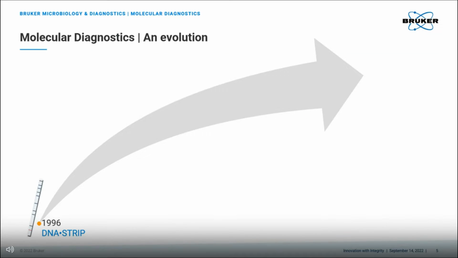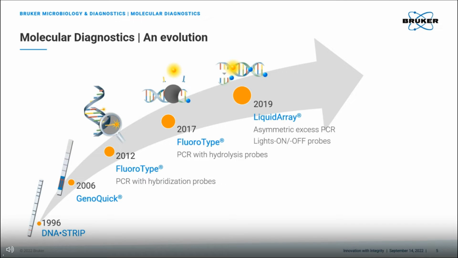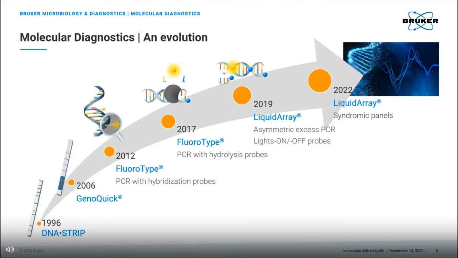So molecular diagnostics here at Bruker and the products that we offer actually started quite some time ago, back even in the 90s, with Hain Lifescience developing the GenoType assays that work with PCR on a strip, and then evolving throughout the years to develop real-time PCRs, and in 2018 were acquired by Bruker, and then together we brought the innovation of LiquidArray into the market in 2019, and then this year launching LiquidArray with applications for syndromic panels.